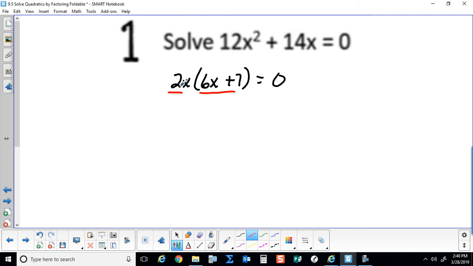So what does x have to be for this factor to be 0? 2x is equal to 0, x equals 0. So if this equals 0, then 0 times that equals 0.